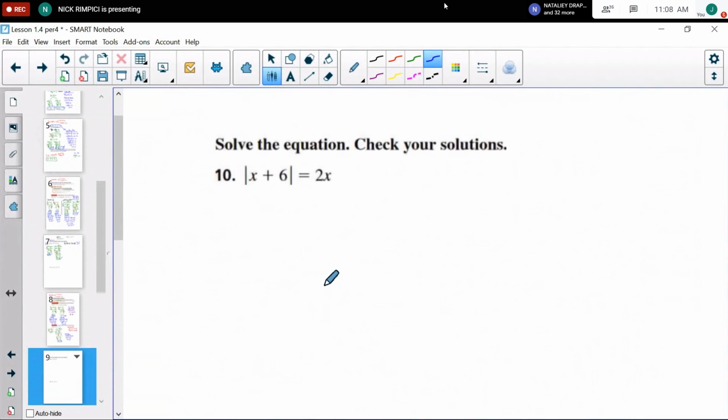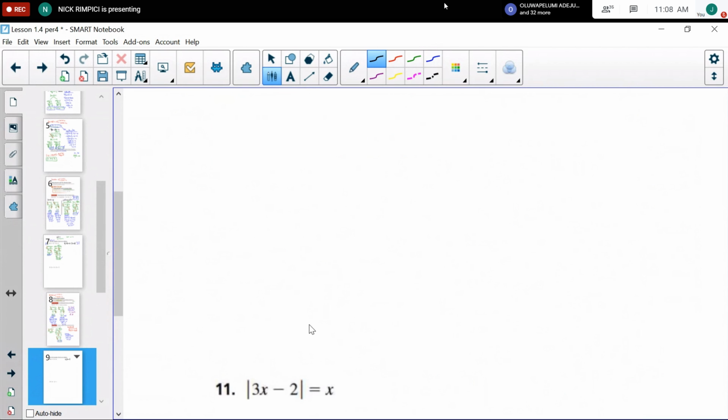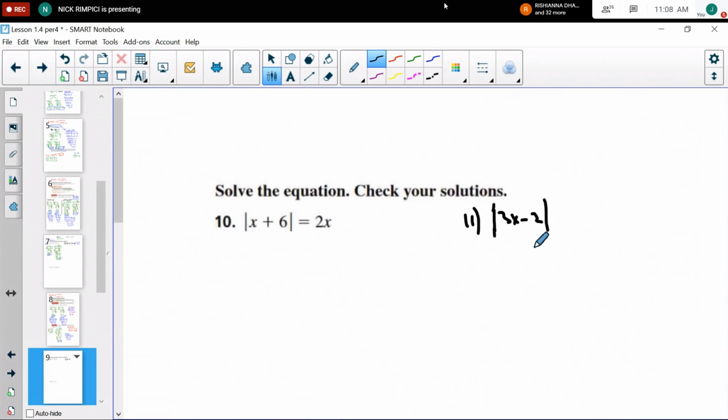3x minus 2 equals x. So I'll put 11 next to it. So 11 says 3x minus 2 equals x. Okay, so I'm going to give you like 5 minutes. You're going to solve each of these. You can use Desmos, get the answers.